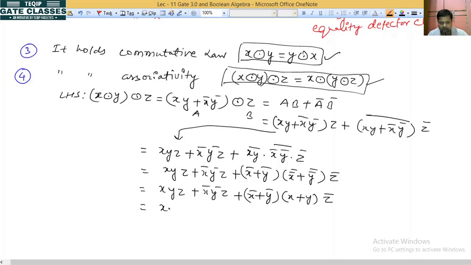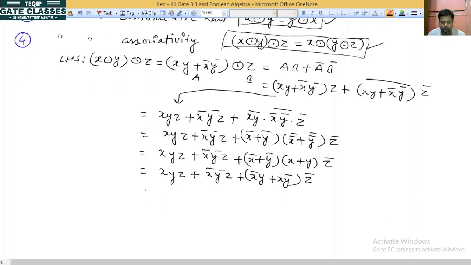Now xyz plus x bar y bar z plus x bar is 0. So it will be x bar y plus x y bar. Y bar is 0 and we have to multiply it with z bar. Now so it will be xyz plus x bar y bar z plus x bar y z bar plus x y bar z bar. Okay, this is our LHS.